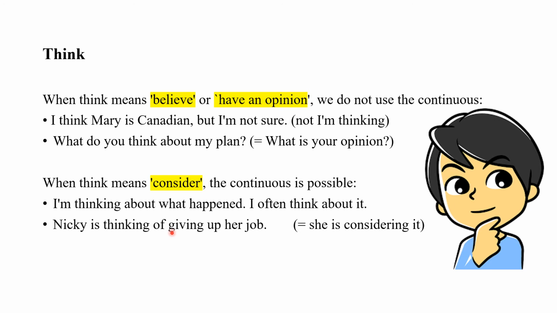On the other hand, when the verb think means to consider something, we use the present continuous tense, like, I'm thinking about what happened. I often think about it. Similarly, Nikki is thinking of giving her job up. She is considering it.